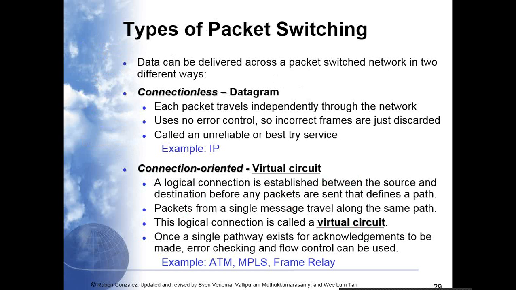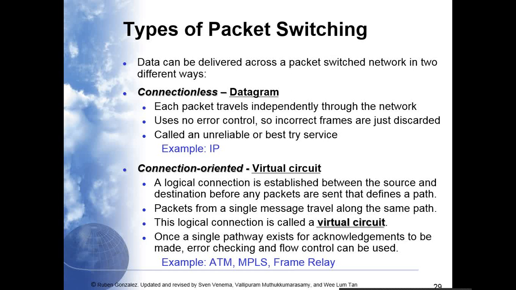So types of packet switching. We mentioned there are two types: connectionless and connection-oriented. Each packet for connectionless, the datagram model, travels independently through the network. There's no error control. If you lose something or you get it wrong, you just throw it away. It's called an unreliable or a best try service. This is an example of the IP model. This is the kind of model you have with streaming, right? If you're sending or streaming something, do you care if you miss a packet? No, the stream doesn't look that great for like a second or half a second, like the screen glitches or the audio doesn't sound great, but the thing continues, right? You're watching a video, for example, that's fine. Does that make sense?